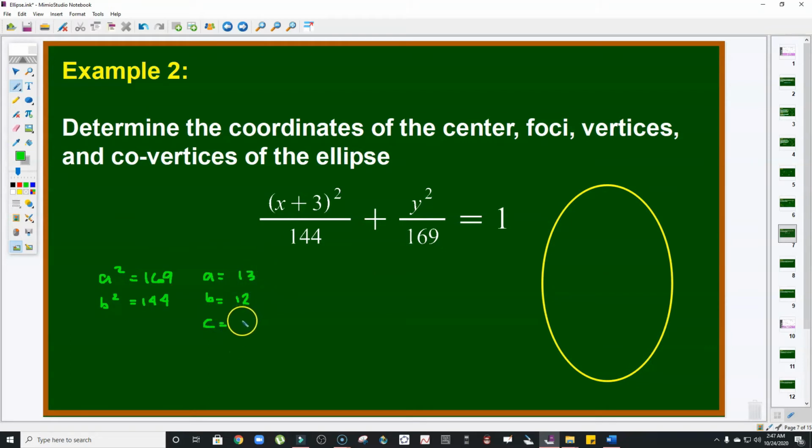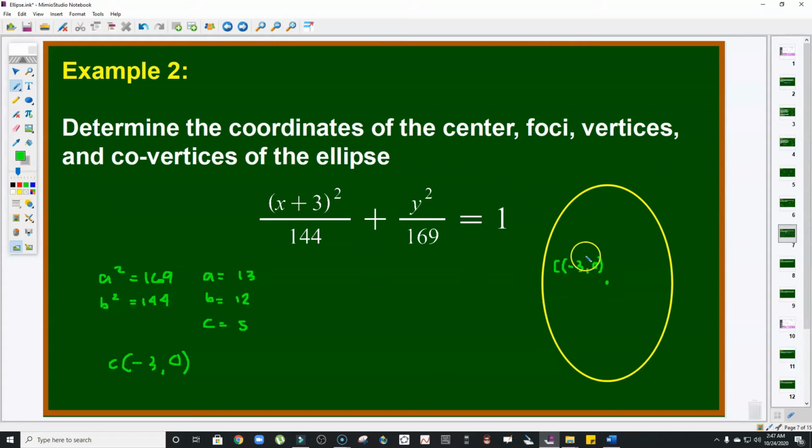Okay? So by the Pythagorean relation, 5, 12, 13 is a Pythagorean triple. So, therefore, c is 5. See that? Then, we can get the center right away. Like what we did in the previous, change the sign. So, -3. And here, no problem, it's just 0. So, I now have the center. That's (-3, 0). Okay, let's say this is my (-3, 0). Alright, so this is my center.